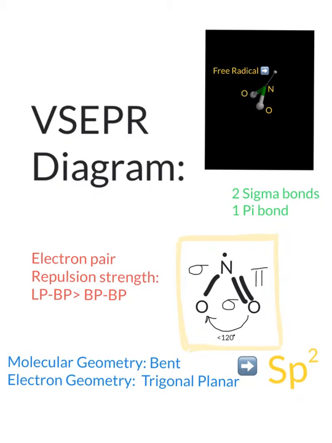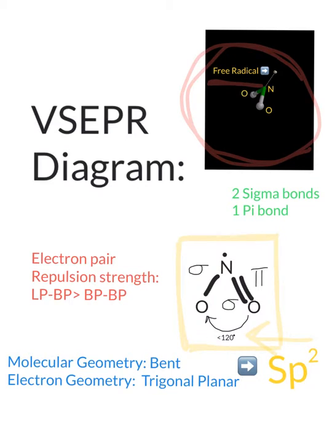And since the shape is bent, we know that the angle is going to be less than 120 degrees, as indicated right there. So we know there are going to be 2 sigma bonds and 1 pi bond, 2 sigma bonds representing the 2 bonding pairs of oxygen and nitrogen. And then above I also indicated another VSEPR diagram, and I went ahead and labeled everything, N obviously for nitrogen and the O's for oxygen. I also labeled the free radical up at the top here.